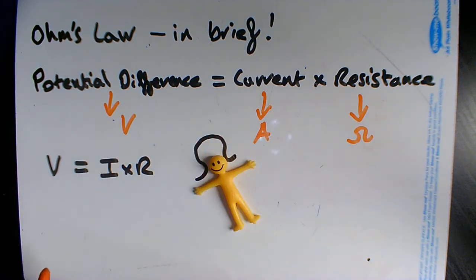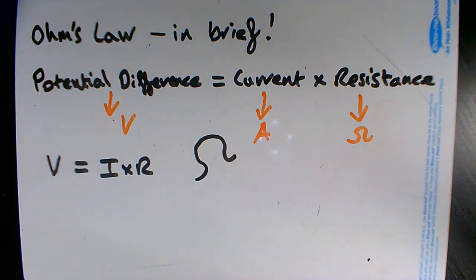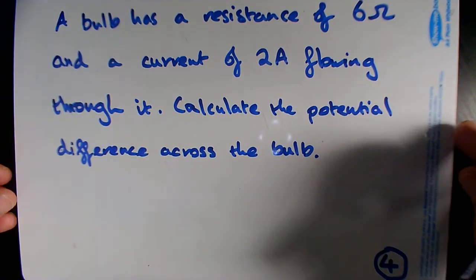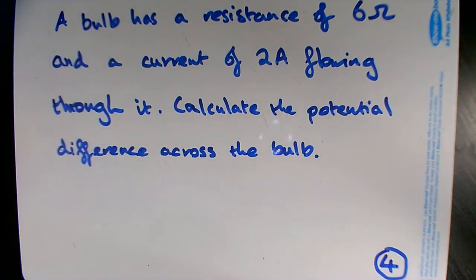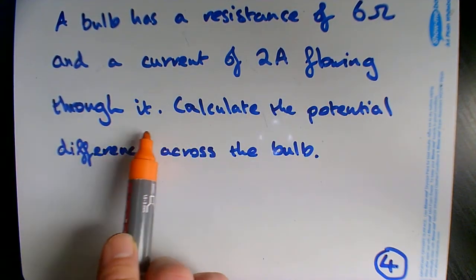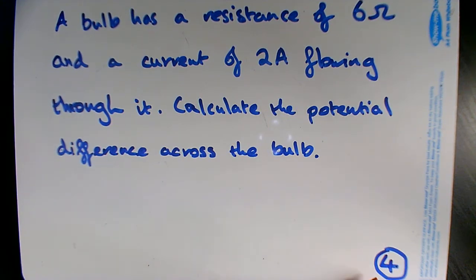Now, let's have a look at a problem. Let's just move him, and let's go straight onto here. So, I've come up with this question here. A bulb has a resistance of 6 ohms and a current of 2 amps flowing through it. Calculate the potential difference across the bulb. And I said that this is potentially worth 4 marks.